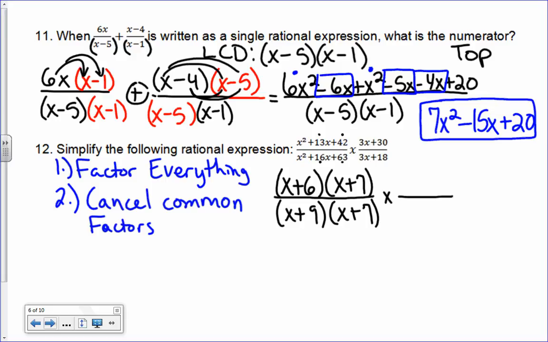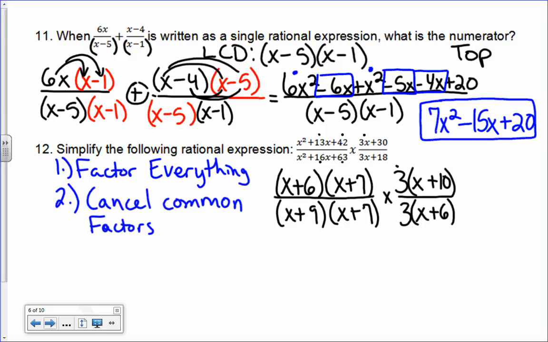Over here, these two, they're not trinomials, but they are GCFs. The first one has a GCF of 3. If I divide out a 3, I'd be left with x plus 10, because 3x divided by 3 leaves me with x, and 30 divided by 3 leaves me with 10. Go to the bottom, 3x plus 18. Again, they share 3 in common, and I'd be left with x plus 6.